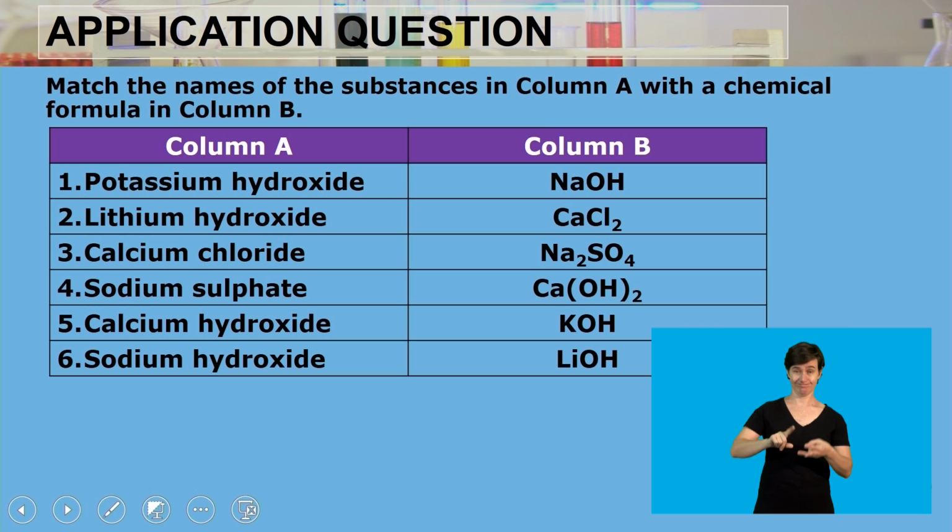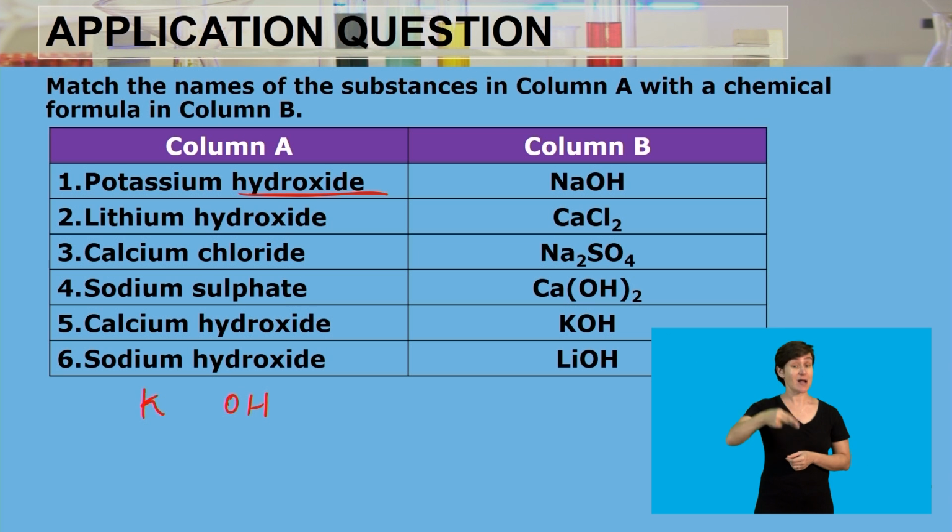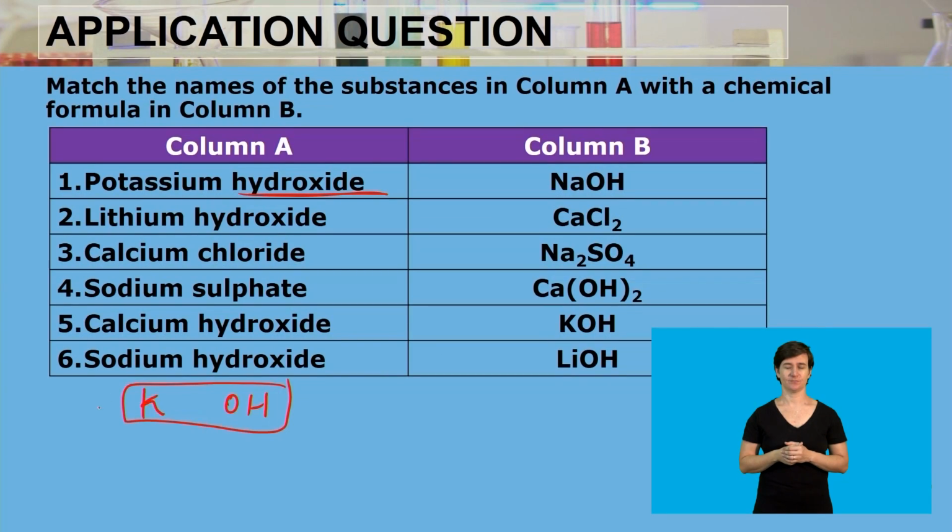Now, the next question says, we need to match the names of the substances in column A with the chemical formula in column B. So we have potassium hydroxide, lithium hydroxide, calcium chloride, sodium sulfate, calcium hydroxide, and sodium hydroxide. We do know that the potassium has a chemical symbol K. It is a metal. And then, as we have said, the hydroxide, they have the OH. So the combination of these two things, the ratio we may not be sure of, but the combination is going to be giving us the potassium hydroxide. So there must be a K and the OH so that we can have our chemical formula.